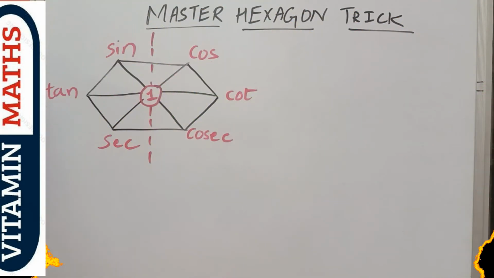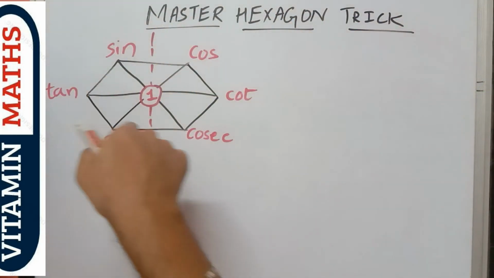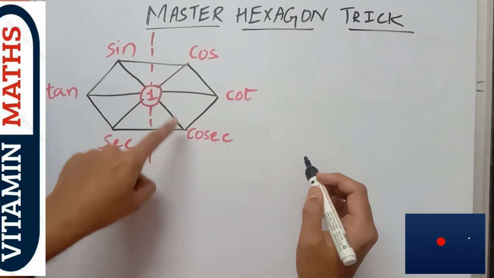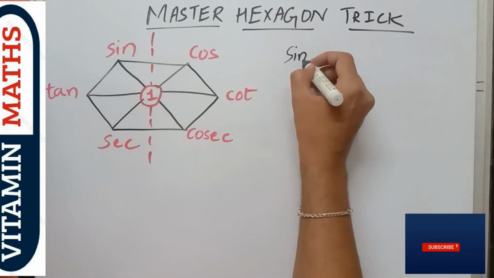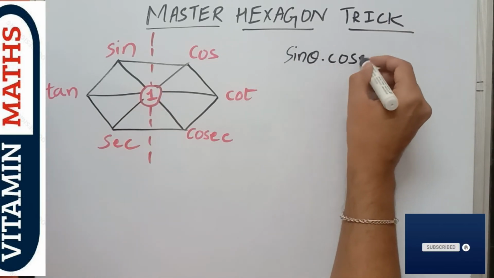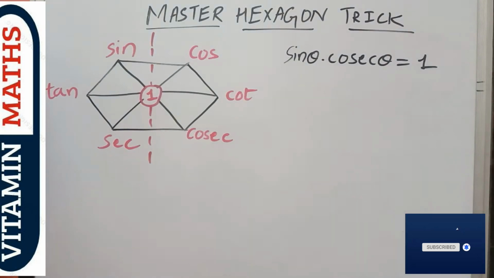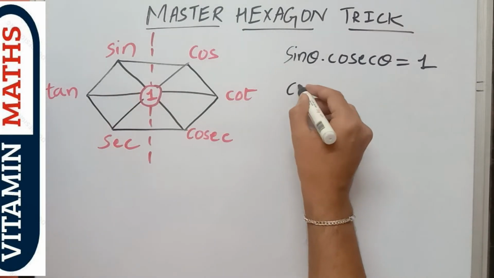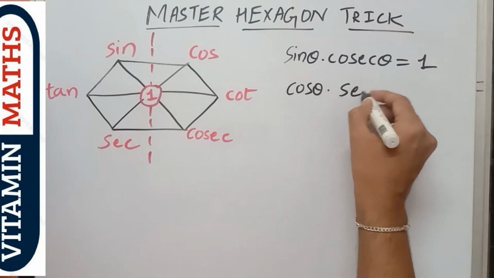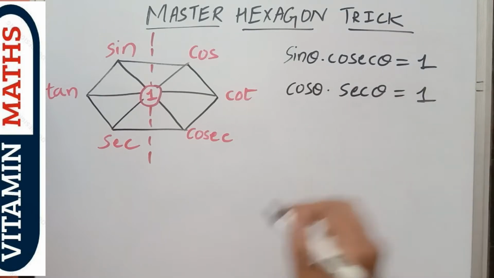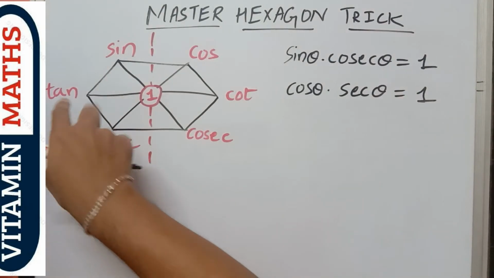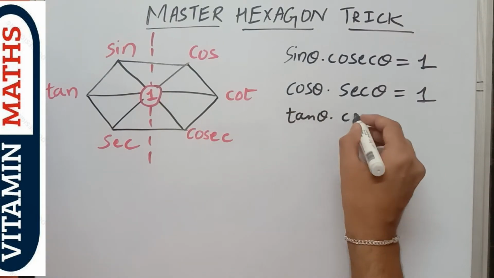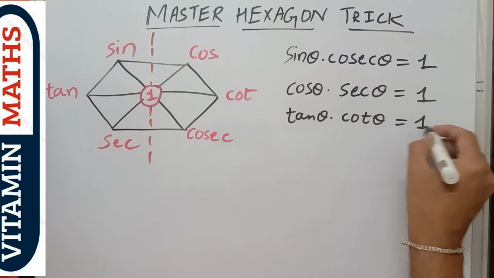Further, what you can get to know from this hexagon is that sin theta into cosec theta is equal to 1. Next, cos theta into sec theta is equal to 1. Next, tan theta into cot theta is also 1.